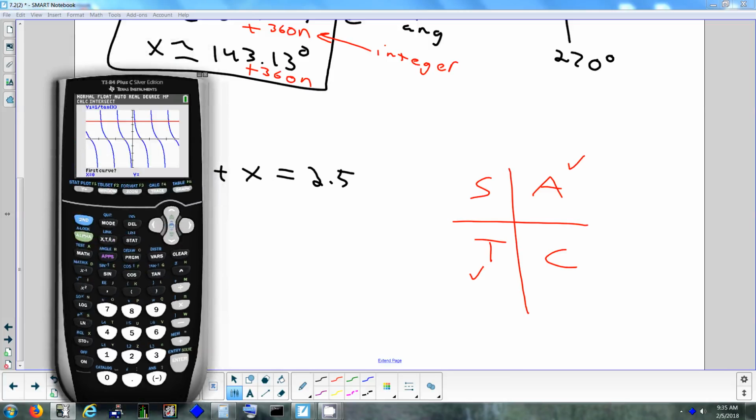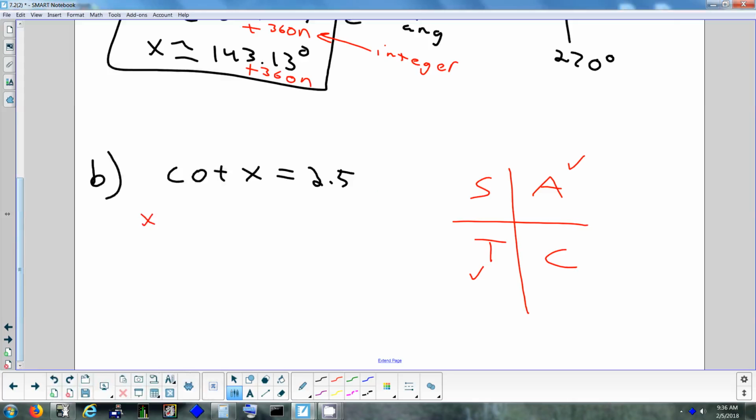Second calc, intersect. Just get your cursor somewhat close to that intersection. All right, we're still in degrees. 21.80 degrees. Now, before I continue, what's the period of cotangent? Anybody remember how often that one repeats?